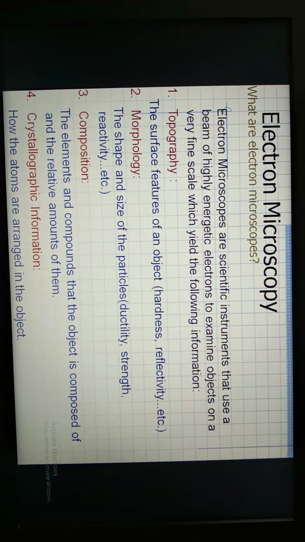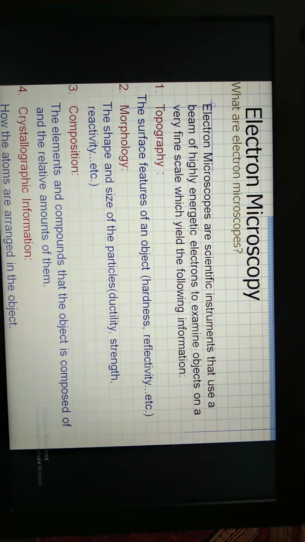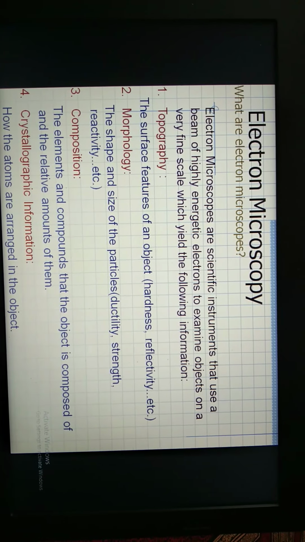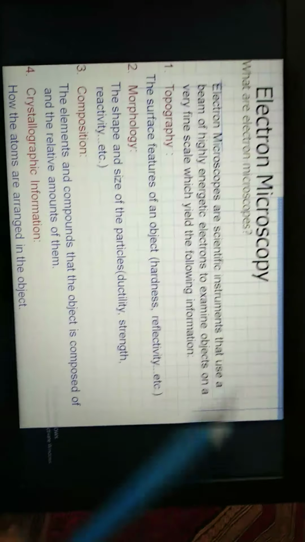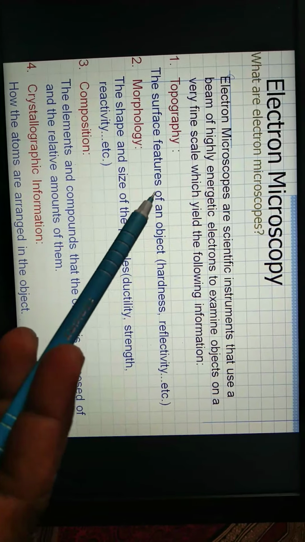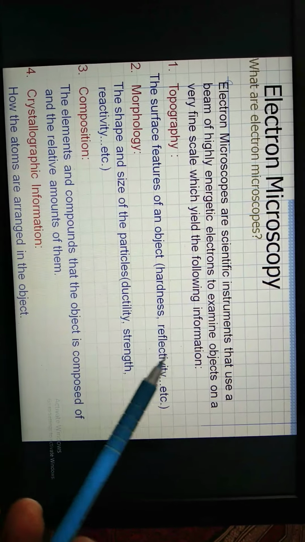So in this we use the electron gun that gives an electron beam of highly energetic content, and that scans the objects either through transmission mode or through scanning mode, and then we get information such as topography, that is the features of the object, how it looks, and how its hardness or reflectivity is.